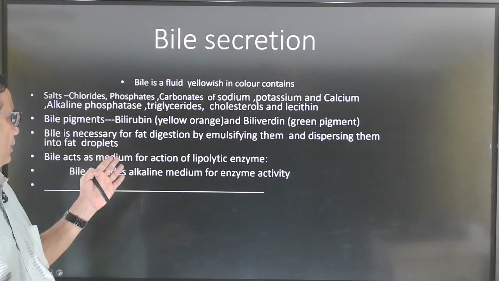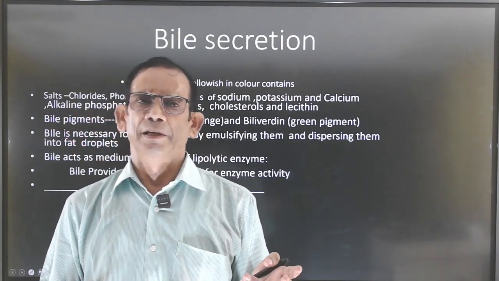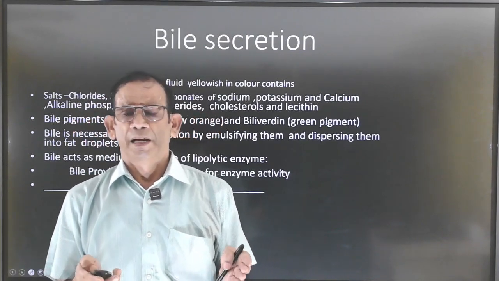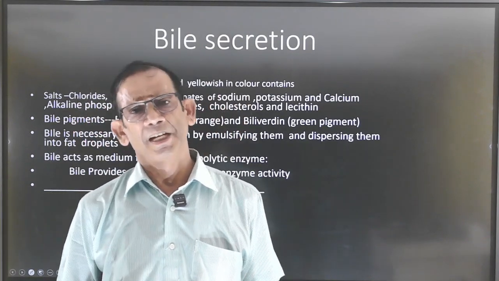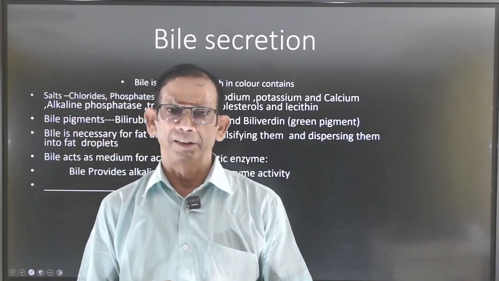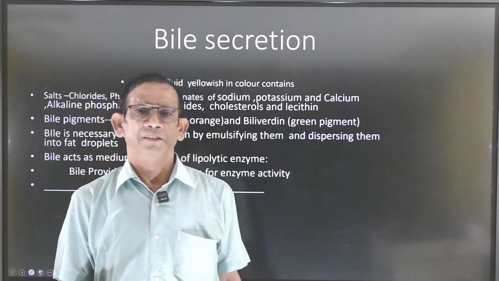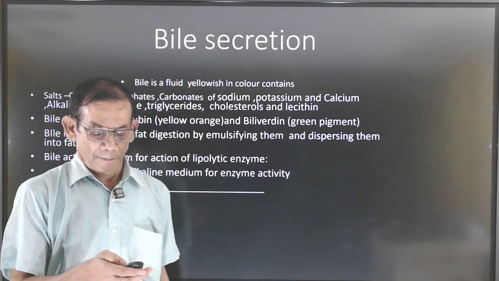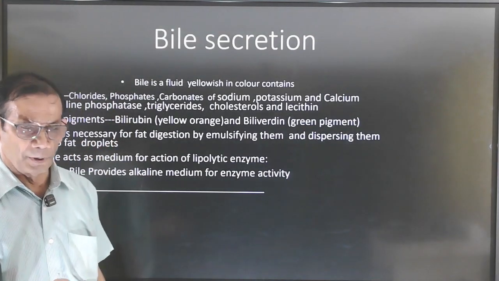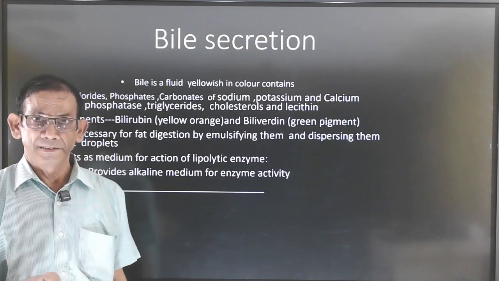Besides this, as I have already told you, bile is chemically alkaline, and at the same time it helps in fat digestion, particularly by emulsifying the fat. Emulsifying means breaking down fat particles into small particles. This is called emulsification of fat by the bile juice. At the same time, bile also provides alkalinity and helps in enzymatic activity.